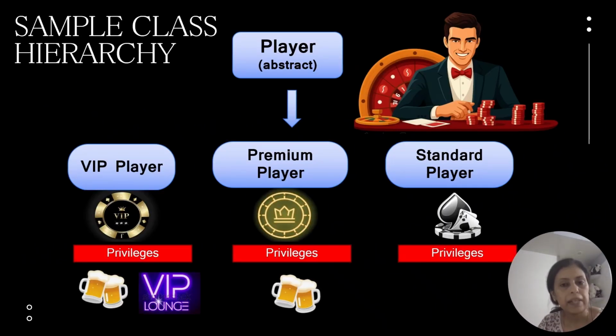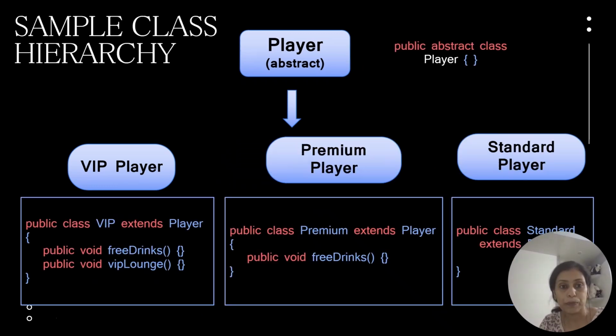Here is the sample class hierarchy that we will use to understand the examples. Player is an abstract class. We have three types of players extending this abstract class: standard player, premium player, and VIP player. The standard player does not get any privileges. The premium player gets a privilege of free drinks. The VIP player gets two privileges: free drinks plus the VIP lounge.